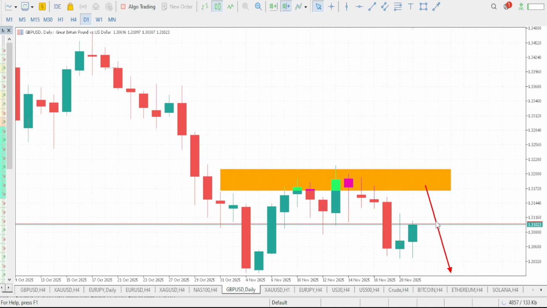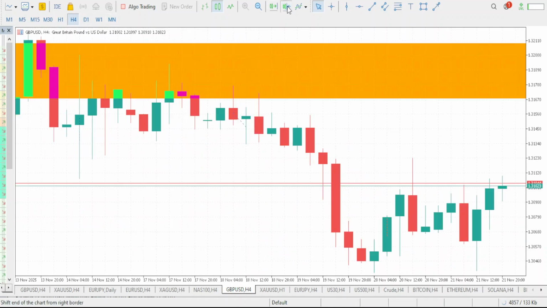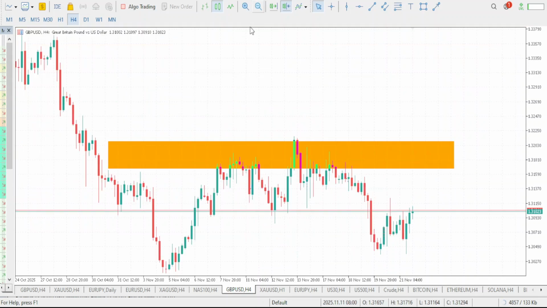Now, let's see our 4-hour time frame. We've seen a low, we've seen the lower high, we've seen the lower low, lower high, lower low, lower high. Now with this lower high, multiple rejection here, we should be expecting another low.